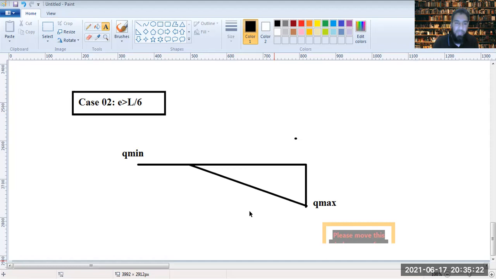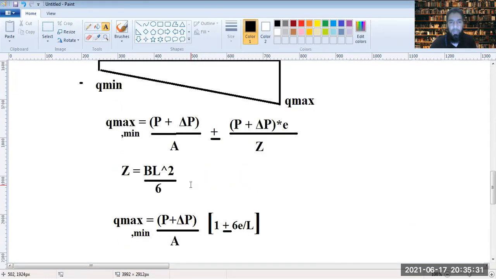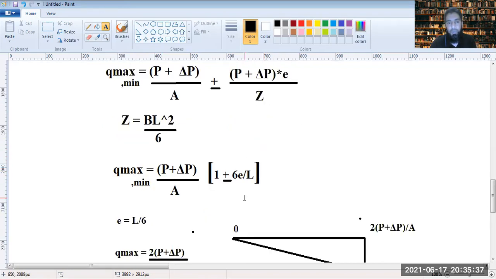That's very important, because when E is greater than L by 6, the equation that we had here becomes invalid, because this comes out to be a negative value of Q minimum, and a negative value of Q minimum implies a tensile force at the interface. But practically, soil has no tensile capacity. As you are aware, concrete itself has little tensile capacity, and soil has almost zero tensile capacity.